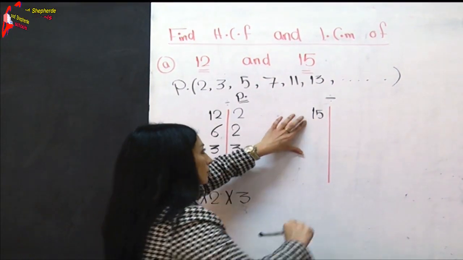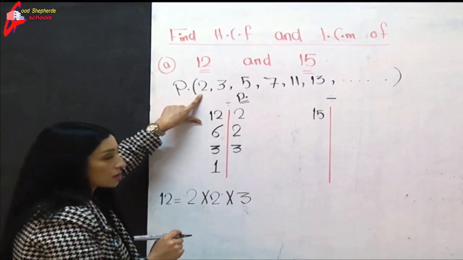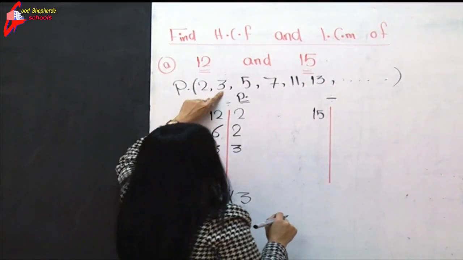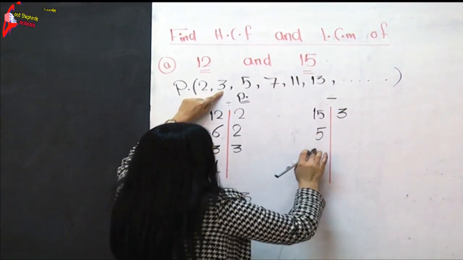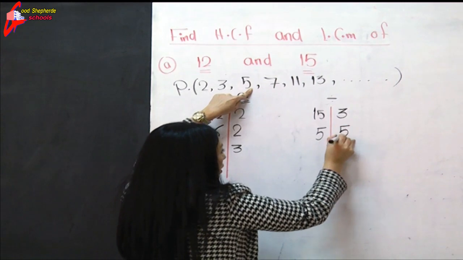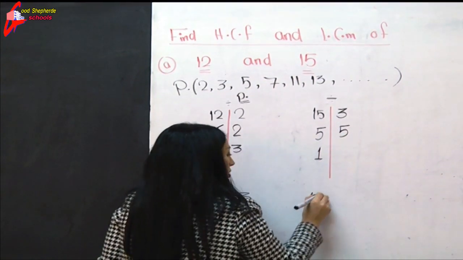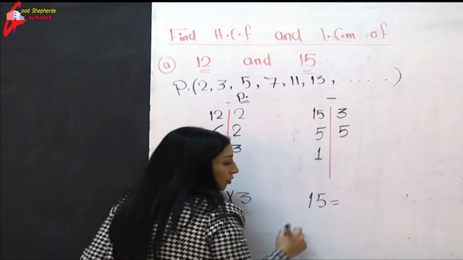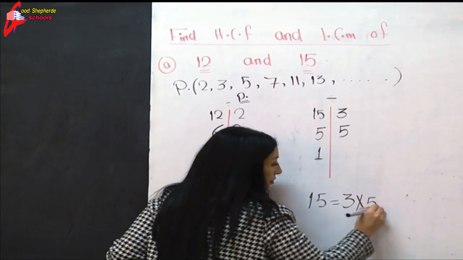15. Divisible by which prime number? 2? No, it's not an even number. So we will work with 3. It gives you 5. 5 divisible by 5 gives you 1. Here we finished. So the prime factors of 15 are 3 times 5.